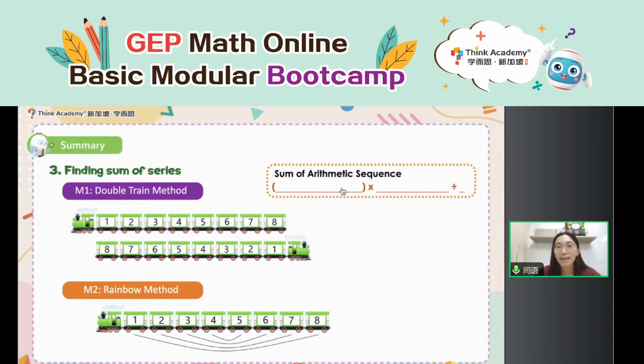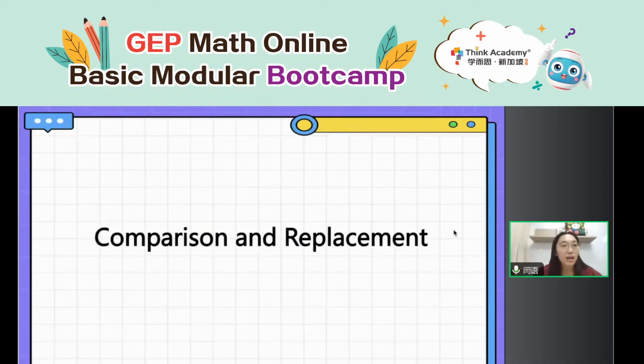Okay, so here again, let's have a look. What is the formula? That is the first term plus the last term, then times the number of terms, divided by 2. Yes. Now let's move on to the second part. It is for the comparison and the replacement word problem.